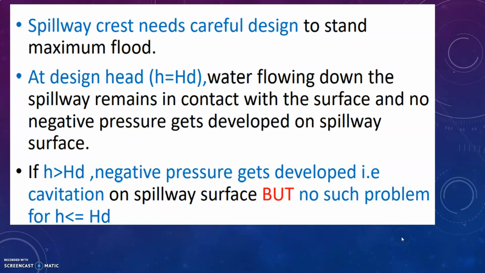Spillway crest needs a careful design to stand maximum flood. At design head, H is equal to HD. Water flowing down the spillway remains in contact with the surface and no negative pressure gets developed on the spillway surface. If H is greater than HD, negative pressure gets developed, that is cavitation on the spillway surface, but no such problem for H less than or equal to HD. This is about the design of Ogee spillway.